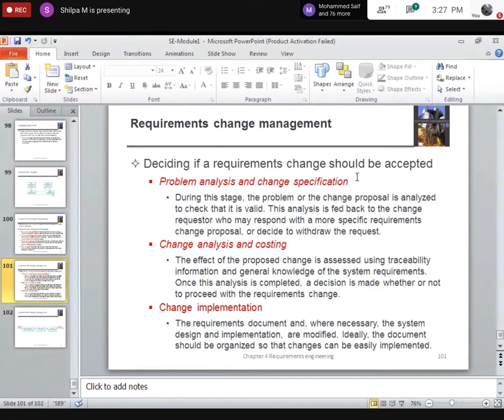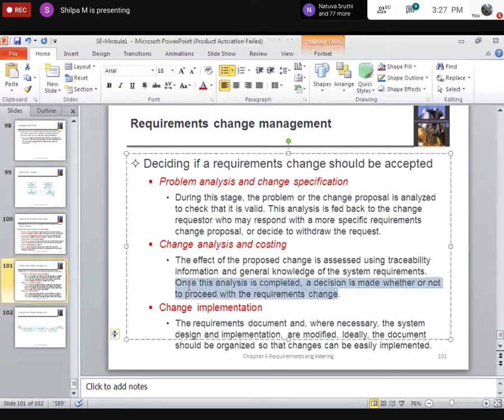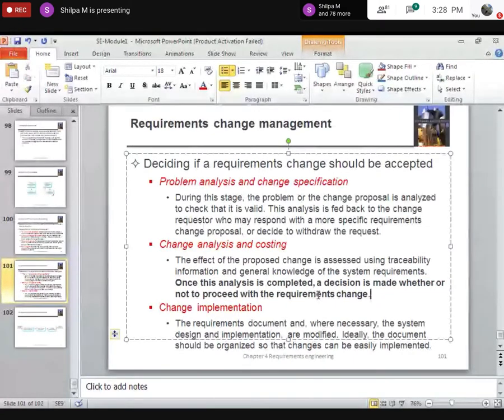Deciding if a requirements change should be accepted: problem analysis and change specification, change analysis and costing. You will see what the problem is and where the change is required. Then you will analyze what the cost is, and then you will implement. Sometimes during this analysis, you might say that the change is not possible. Yes, you can say that in certain places, changes will not be possible. At that time the customer may say he will stop using your product or he may go to someone else. So it is a very difficult phase.